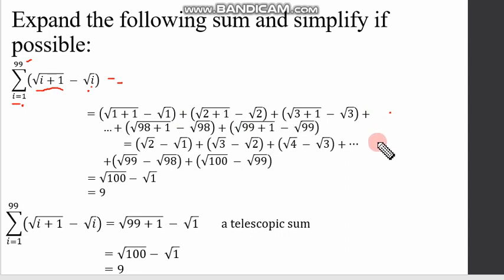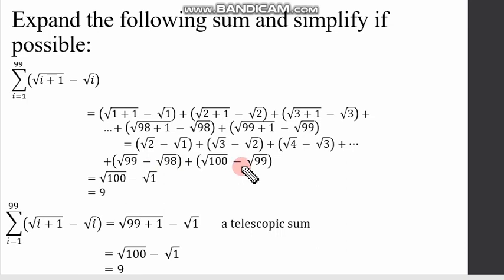So let's simplify this first. 1 plus 1 is 2, so square root of 2 minus square root of 1. Square root of 2 plus 1 is square root of 3 minus square root of 2. And then square root of 3 plus 1 is square root of 4 minus square root of 3, and so on. And then the square root of 98 plus 1 is square root of 99 minus square root of 98. And lastly, square root of 99 plus 1 is the square root of 100 minus square root of 99.